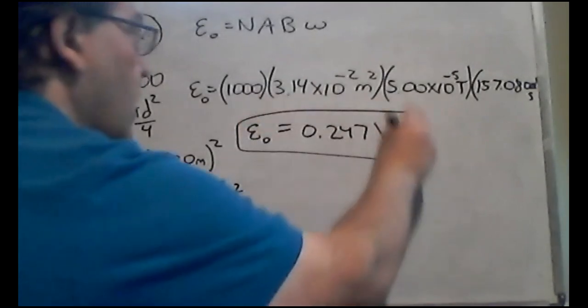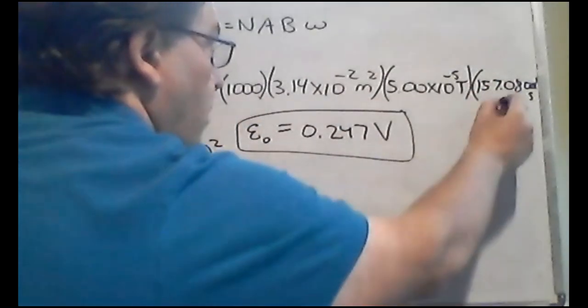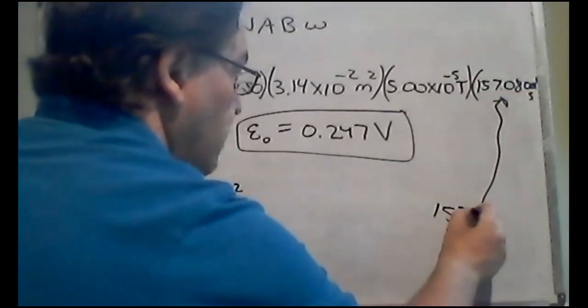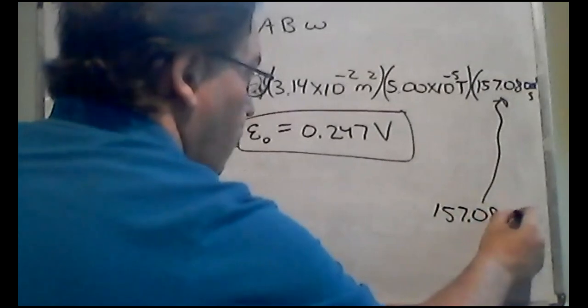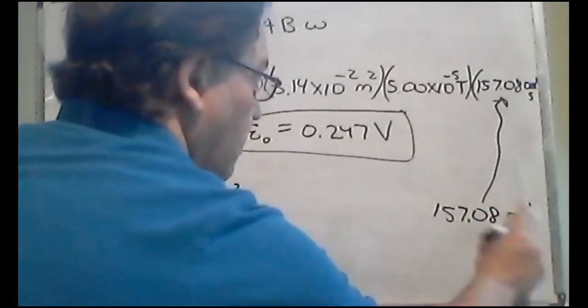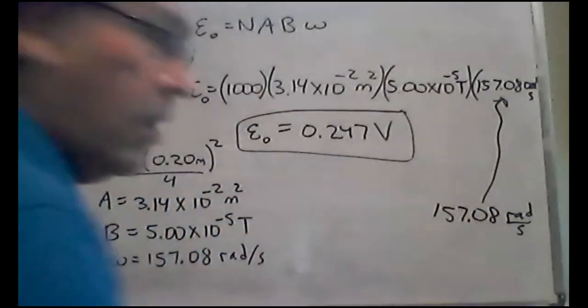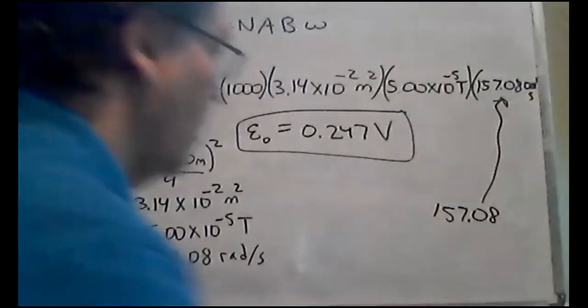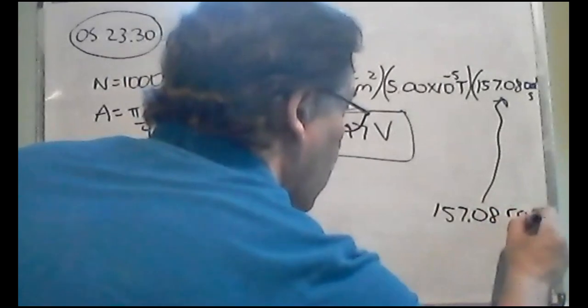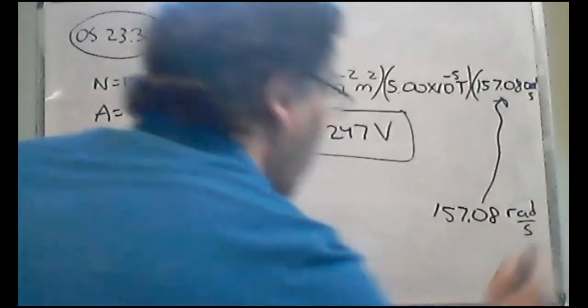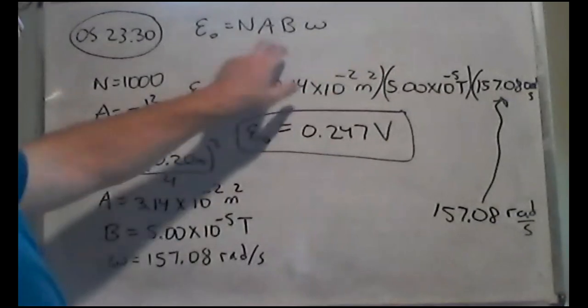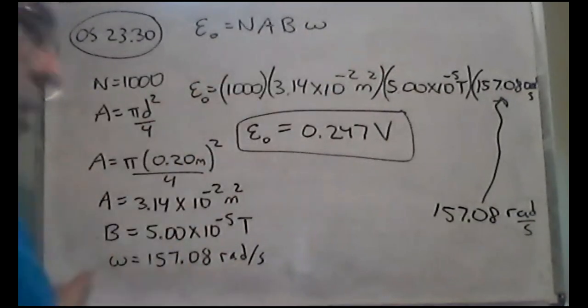Again, just to clear up this little number I tried to write on the side there, that number is the angular velocity, 157.08 radians per second. So that's what's written in that corner over there. So you're basically multiplying these four numbers. Omega is this number right here.